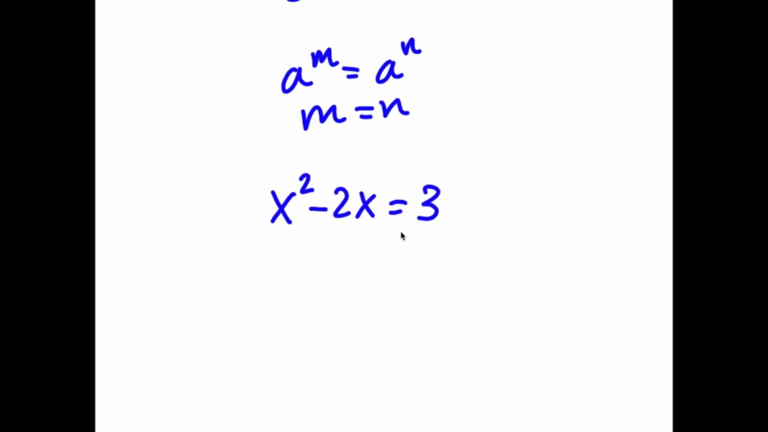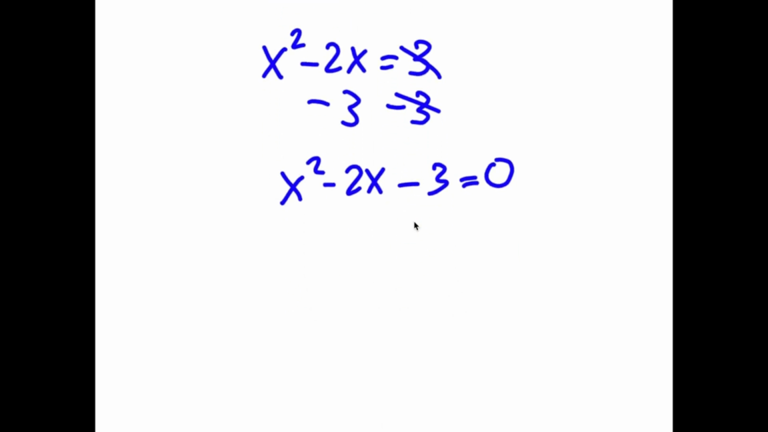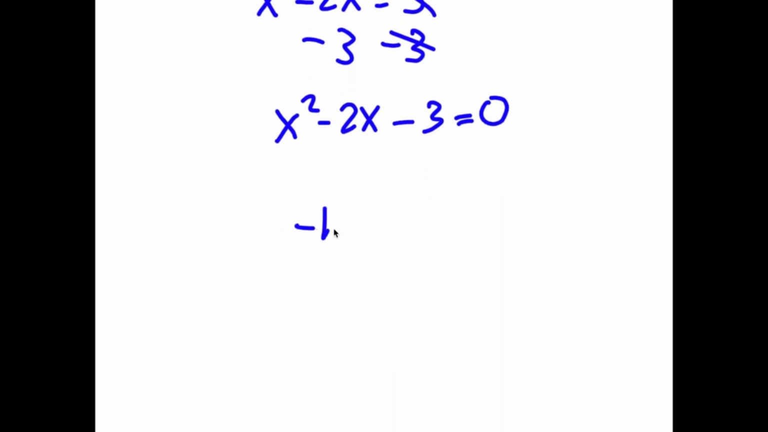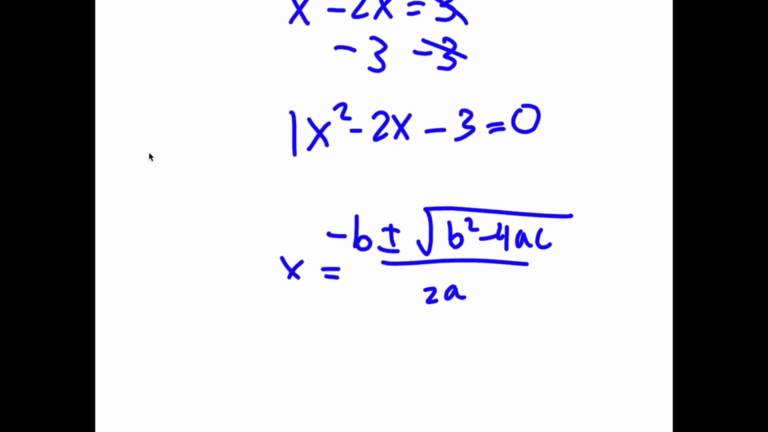So now to solve this, I'm going to subtract 3 on both sides. So then these two cancel out. So now I have x squared minus 2x minus 3 is equal to 0. And now to solve this, I'm going to use the quadratic formula, which is negative b plus or minus the square root of b squared minus 4ac all over 2a. So in this case, a is 1, b is negative 2, and c is negative 3.